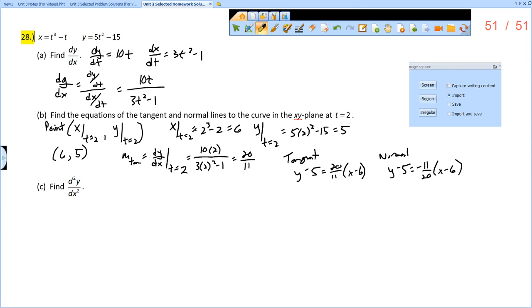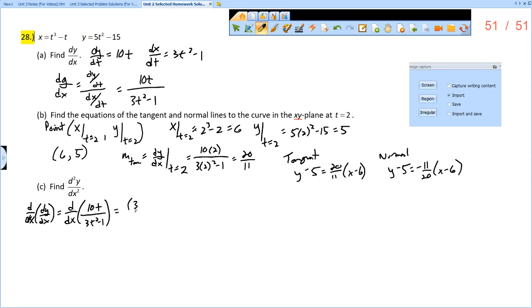Part C now says find d squared y over dx squared. So remember, what does that mean? That means the derivative with respect to x of dy/dx. In other words, d/dx, the derivative with respect to x, of 10t over 3t squared minus 1. And so we're going to have to use the quotient rule.